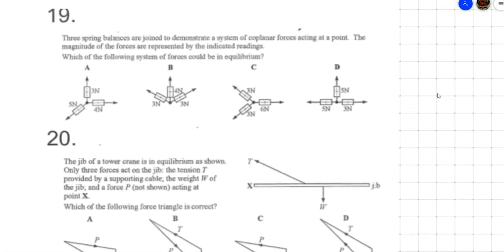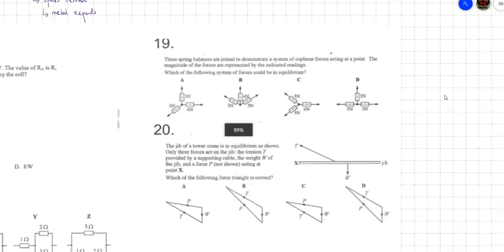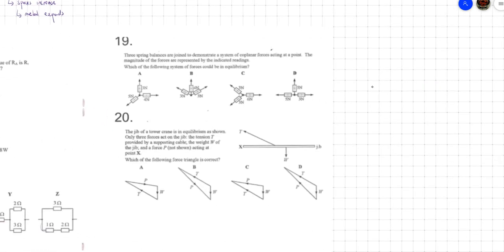So we need to show balance. So balance. Okay, what was it? So equilibrium means there is balance. So balance pretty much means this is equal to zero resultant force.